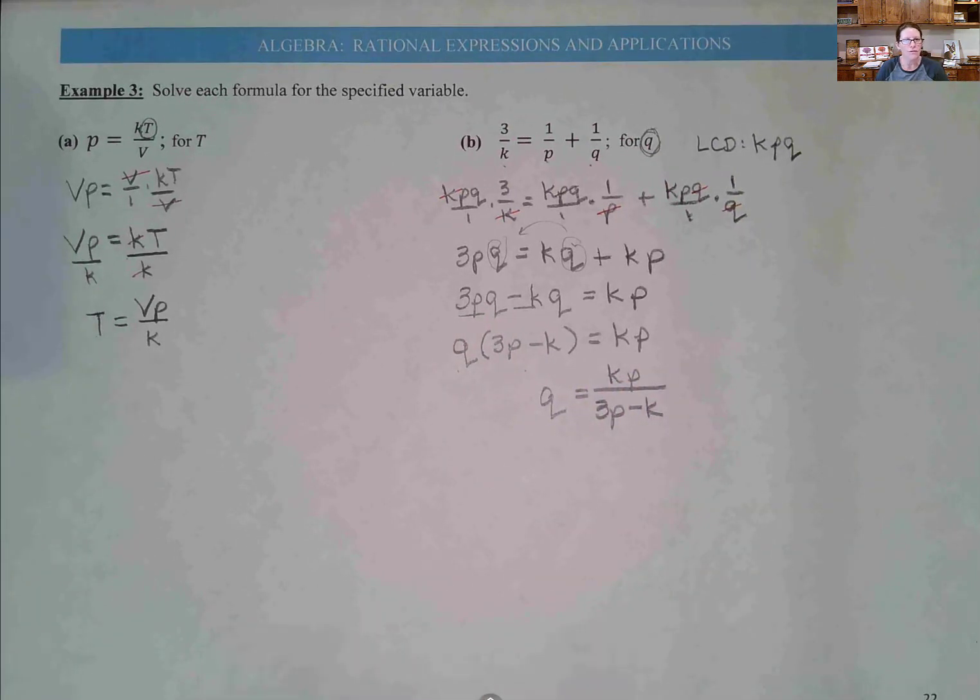There we've solved formulas for a specified variable, and in this video we have solved equations that involve rational expressions. Good luck on these exercises.